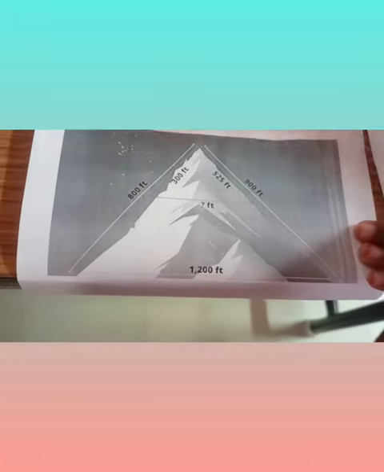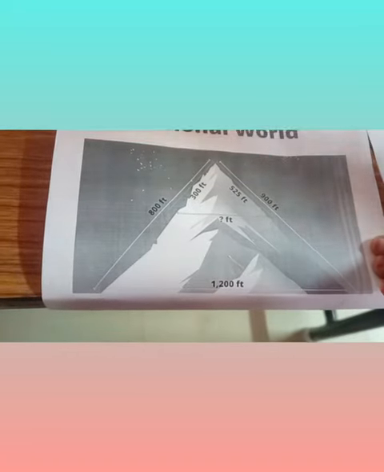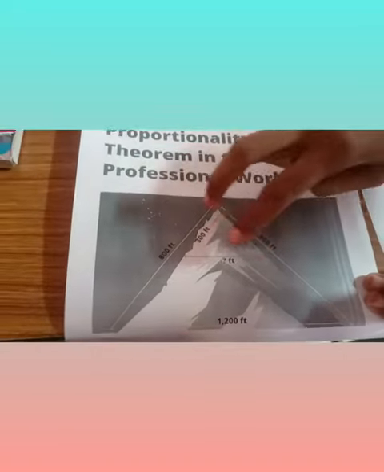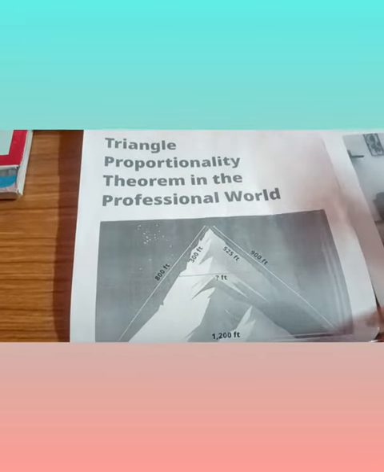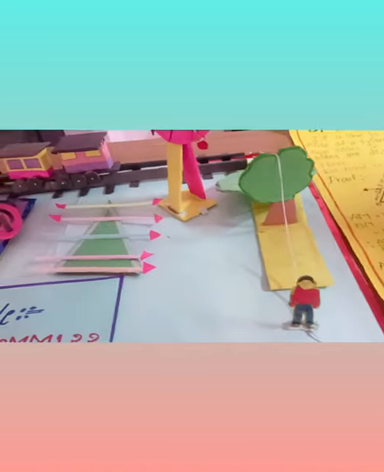it divides both sides in the same ratio. That means this part will be equal on both sides. Here we can also say that the basic proportionality theorem is used, and by that the engineers also construct the mountain roads at very high levels.